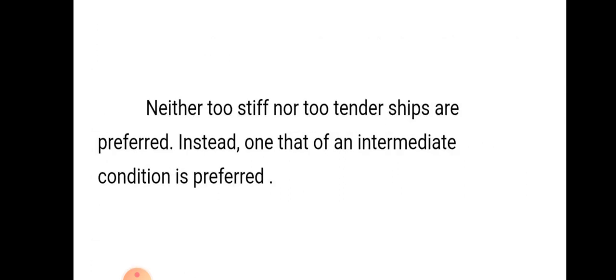So usually neither too stiff nor too tender a ship is preferred. Instead, the intermediate condition is preferred because that's best. A stiff ship has enough stability but does not provide a safe ride; the ride will be very bad. So we prefer neither too stiff nor too tender. The intermediate condition is preferred.